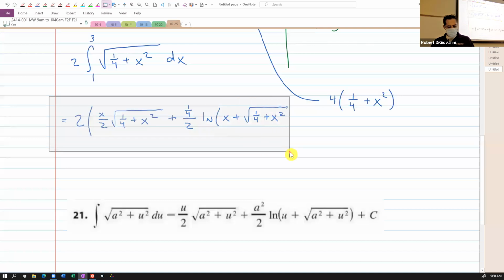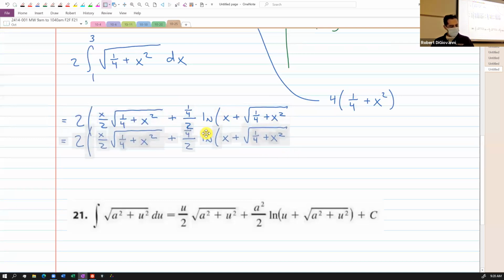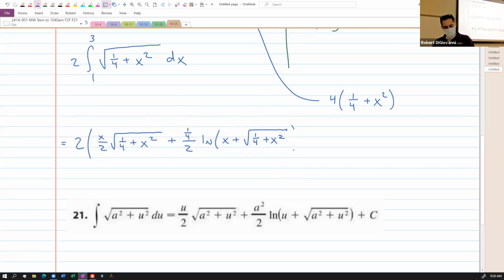Does anyone have any questions? There's the antiderivative. Evaluate that 1 to 3. And now it would just be a matter of plugging numbers in, right? I'm not going to do it. But you understand at this point, just plug and chug.